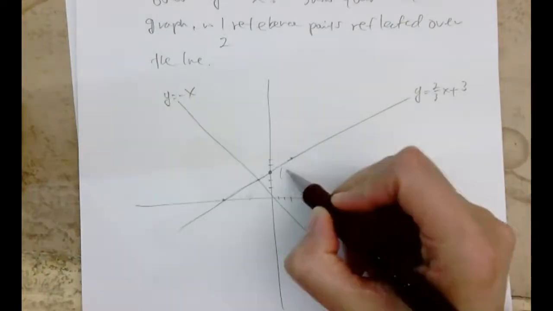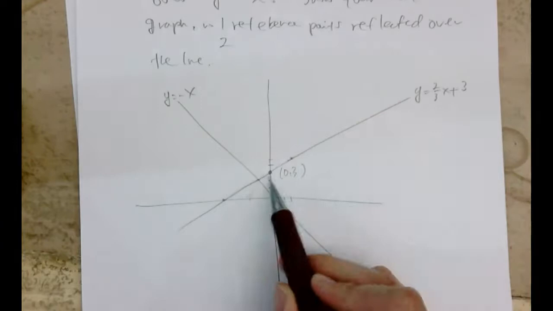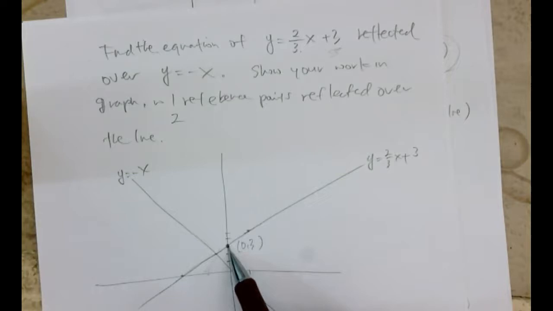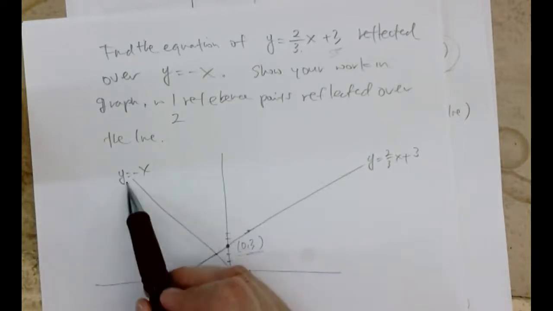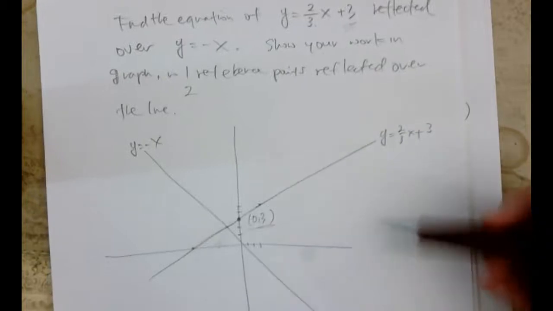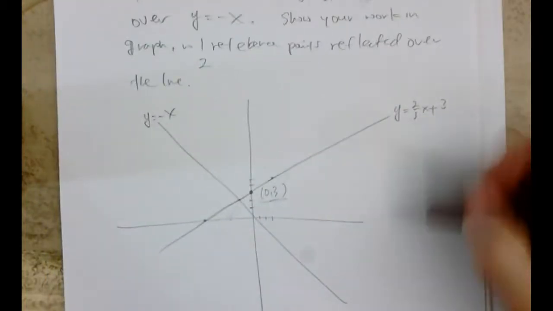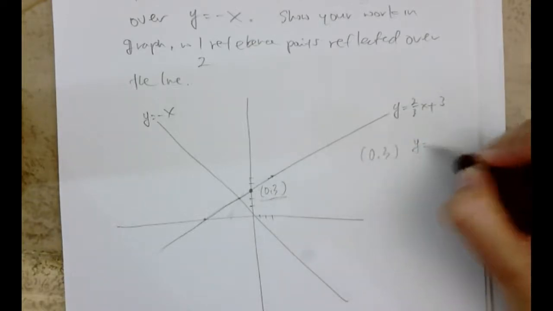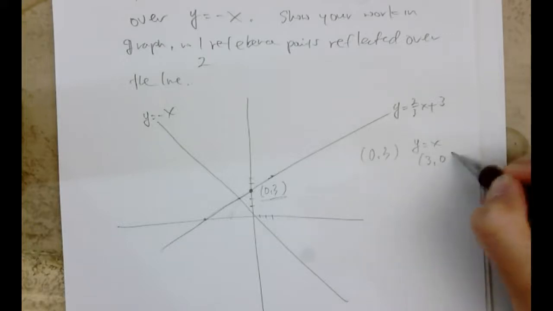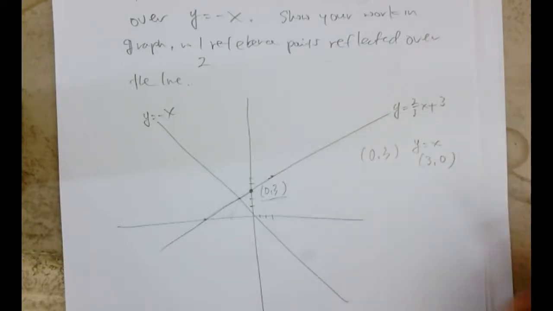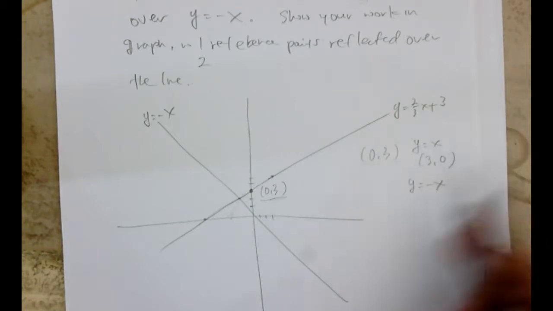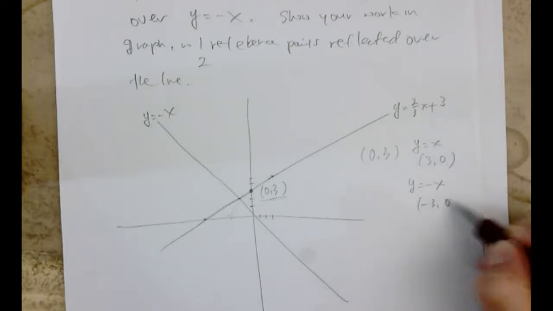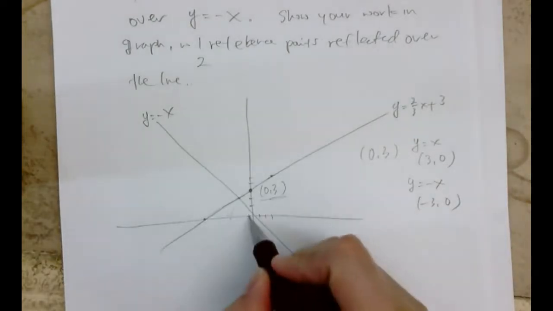Okay, so this one is (0, 3). We already know that because in this equation the y-intercept is 3. So this point reflected over y equals negative x, you remember in the back of the review packet we worked on it. If you reflect over y equals x, you're going to get (3, 0), right? You flip x and y. And if you reflect over y equals negative x, not only do you flip x and y, but you also have to change the sign. So it's going to go to (-3, 0).